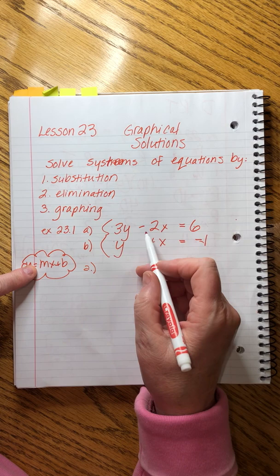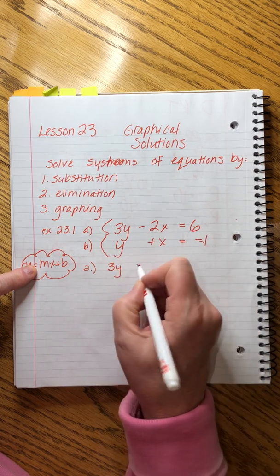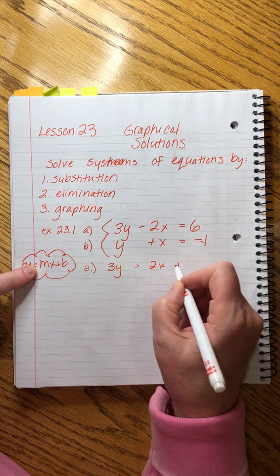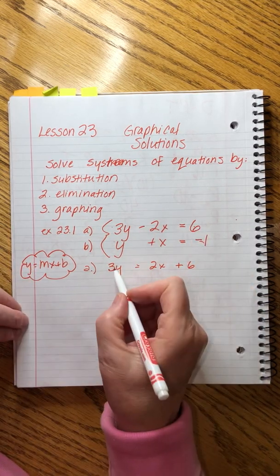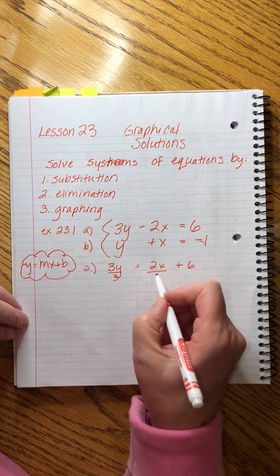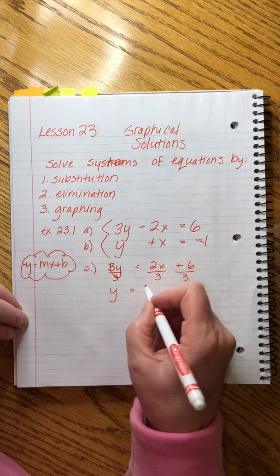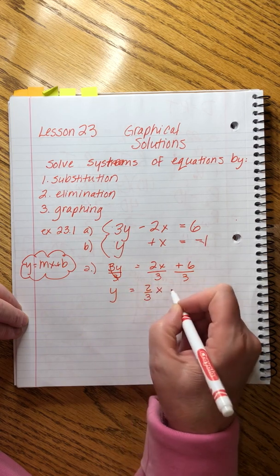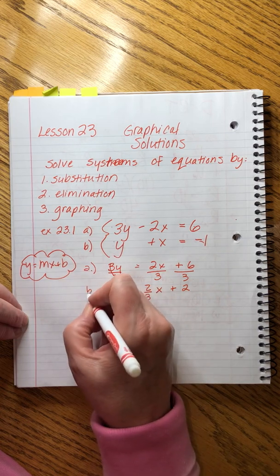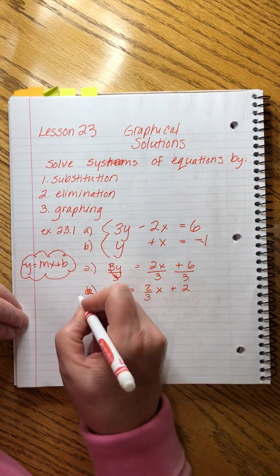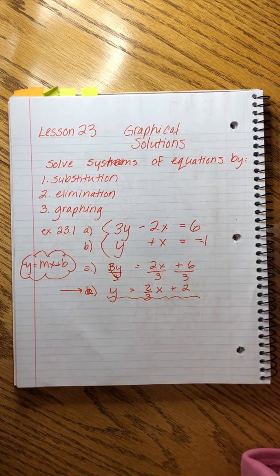So the first thing I'm going to do is mentally add 2x to the other side. 3y equals 2x plus 6, right? Because that's positive. That becomes positive. And now we need the y by itself. So we're going to get y equals 2/3 x plus 2, right? So there is our y that we're going to graph in just a minute.